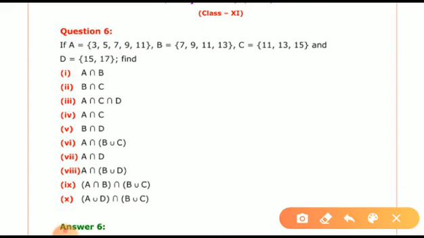Similarly, for the next, find A intersection B, then B union C, and then take the intersection. Then see what is the common part between both the sets. Okay, so hope this is clear.